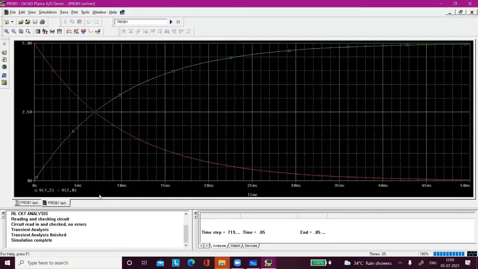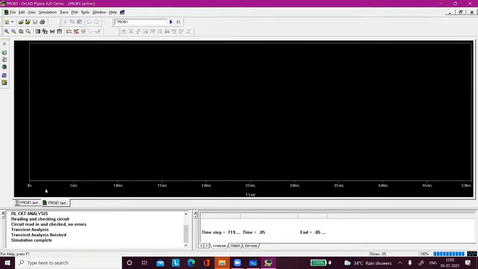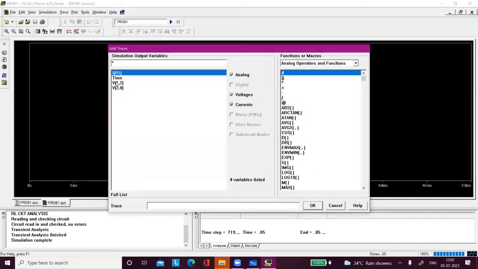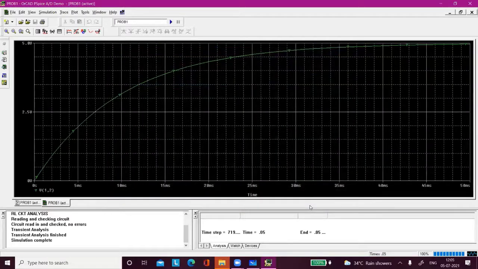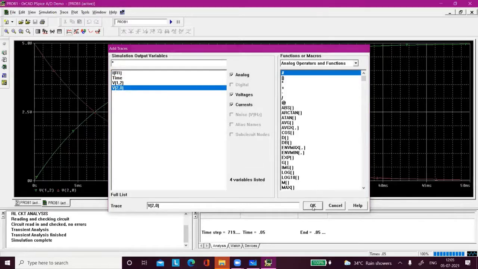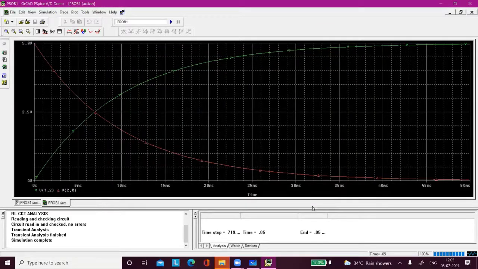You run the program. Once you run, you'll get this black window. Then go to the trace, add trace. Then the variable which we want to plot, for example V12, that is the voltage across resistance. Then again go to add trace, V20. The red colored graph indicates the voltage across the inductance. This is the voltage versus time graph.